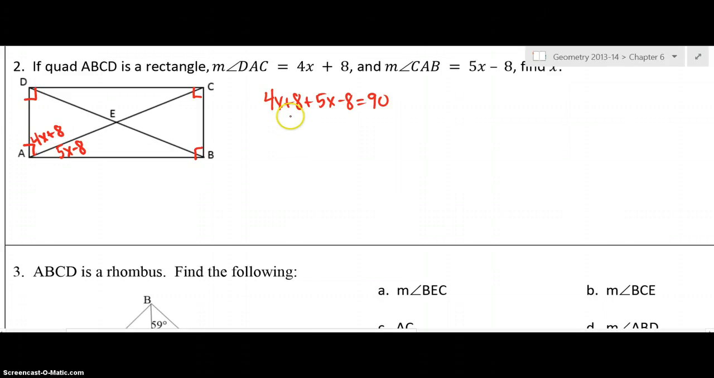So combine like terms, we get 9x. Positive 8 and negative 8 give you 0, so 9x equals 90. Divide and you get 10. If you wanted to plug 10 back in and check your work, those angles should add up to give you exactly 90 degrees.